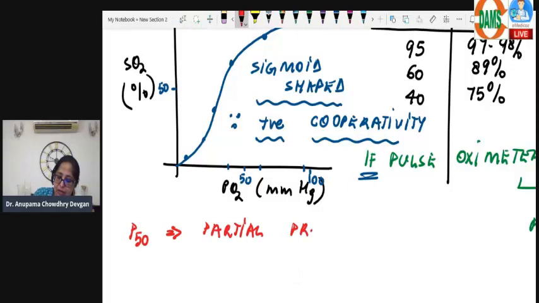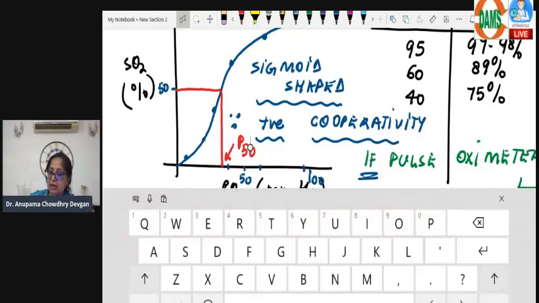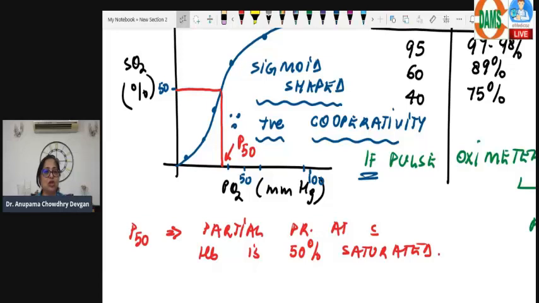P50 is the partial pressure at which hemoglobin is 50% saturated. This is 50% saturation. The partial pressure of oxygen at which hemoglobin is 50% saturated becomes P50. Okay? This is going to be P50.